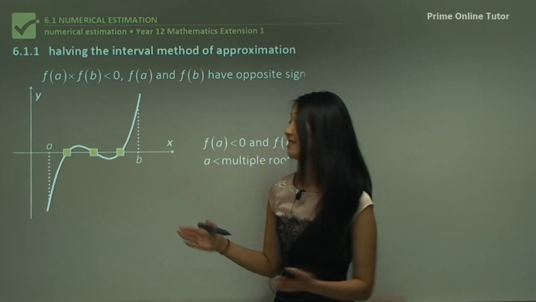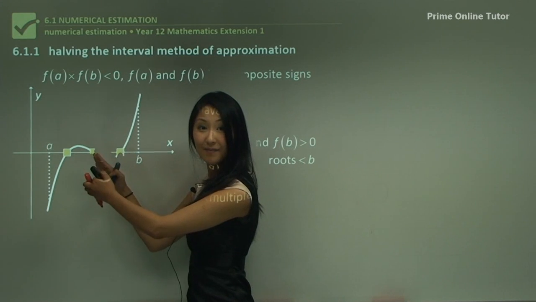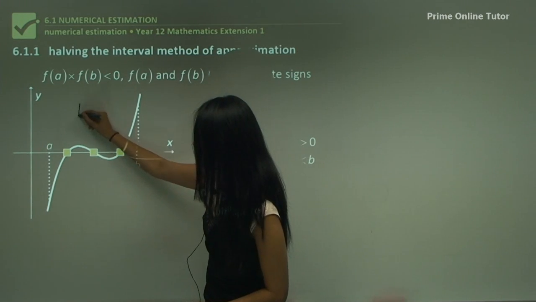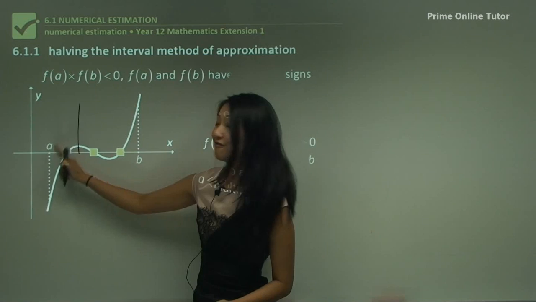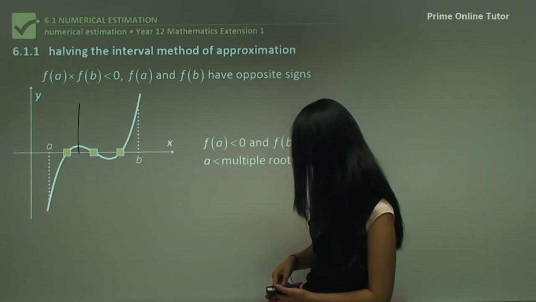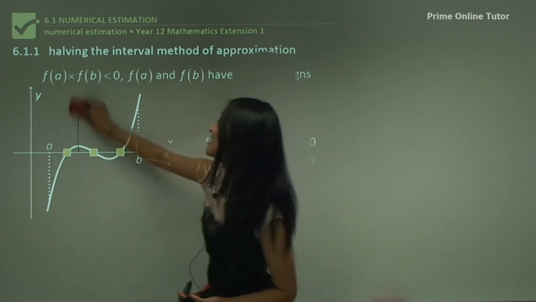You can actually avoid that, as you can see, just by narrowing it down. So if you had B over here that was positive, then you would only have 1 root. That's why we always try and narrow our intervals down.